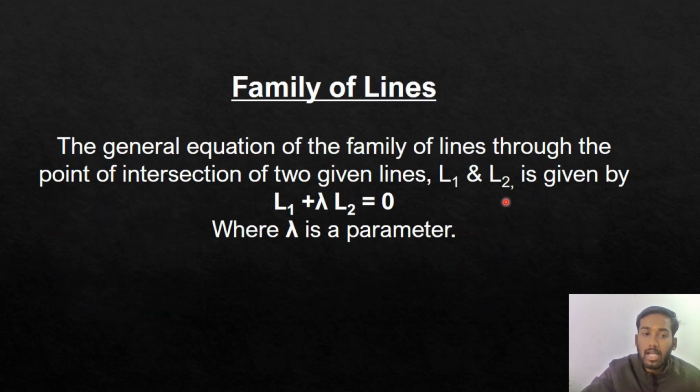Now the family of lines. The general equation of the family of lines through the point of intersection of two given lines L1 and L2 is given by L1 plus lambda times L2 is equal to 0, where lambda represents a parameter.